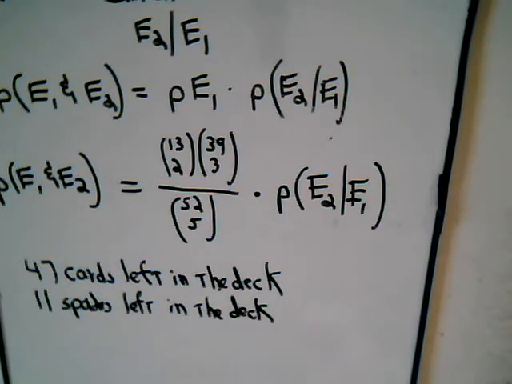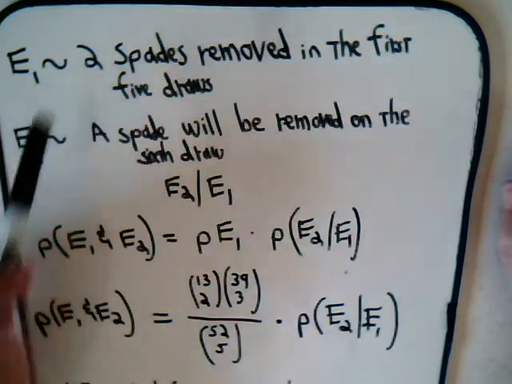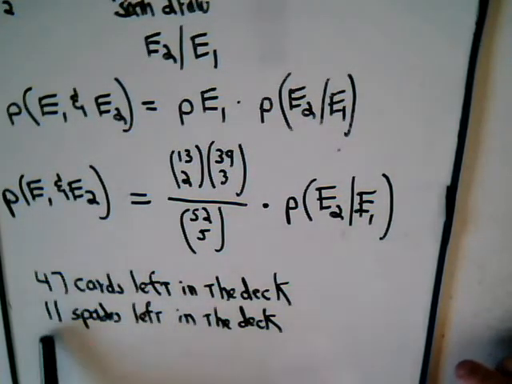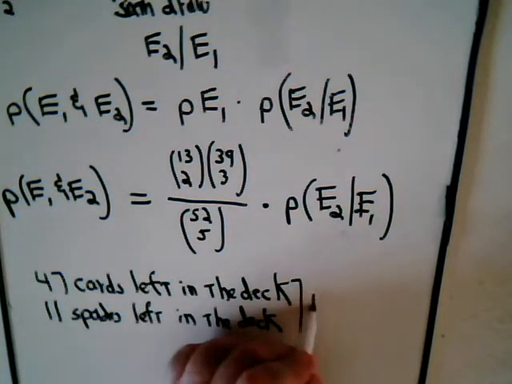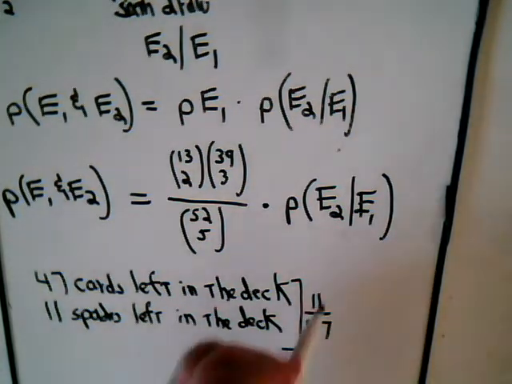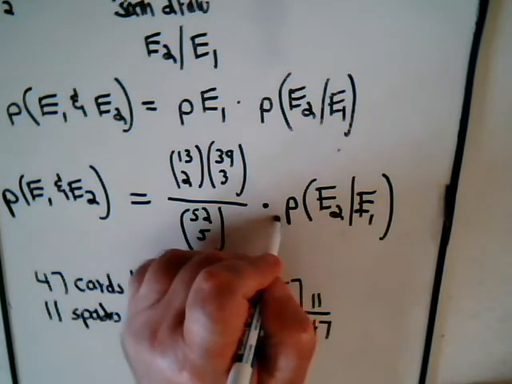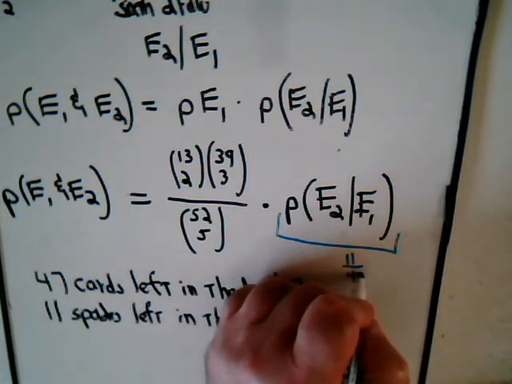So after event E1, where we have removed 5 cards from the deck and 2 of them are spades, we've changed the composition of the deck. Now we have 47 cards left, 11 of them are spades. Okay, well if I take 1 more card out from the deck, what's the probability that that's going to be a spade? Clearly, that's just going to be 11/47. So this expression here, this is 11 divided by 47.